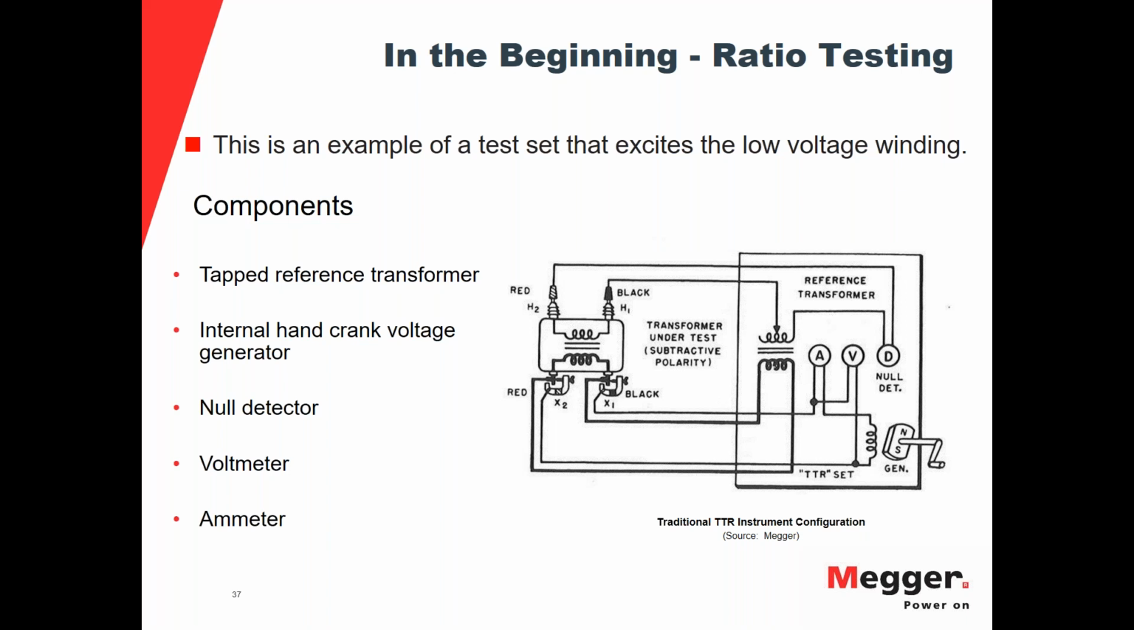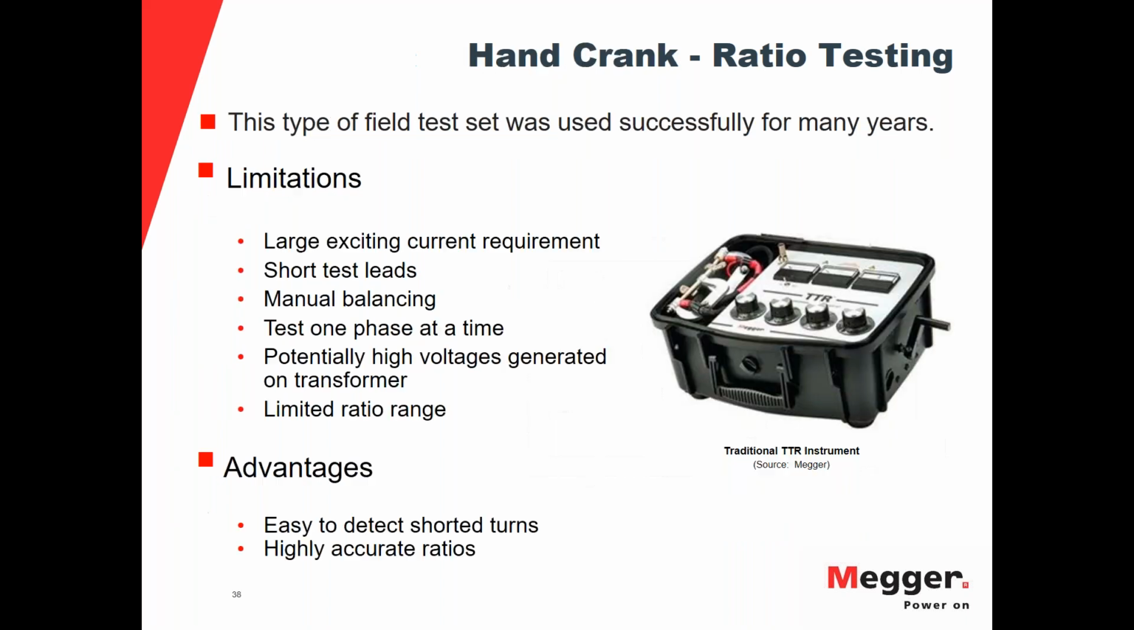And we literally just crank this unit up, dial it in based off the knobs there, and what we're trying to find with the null detector is a null position where we're not passing any current. We're still passing excitation current, but there's no current flowing between the reference transformer. And here's a picture of the TTR, the old hand crank unit.